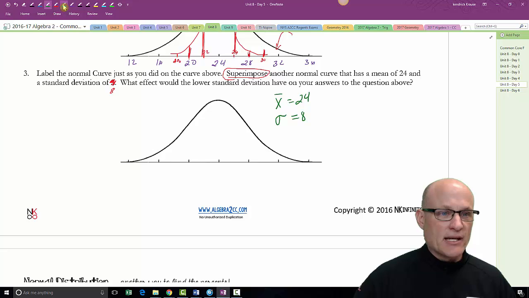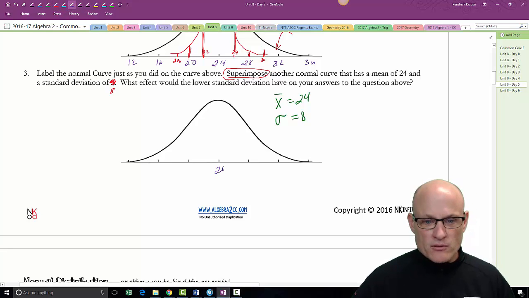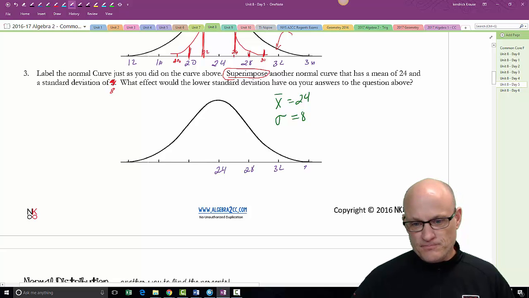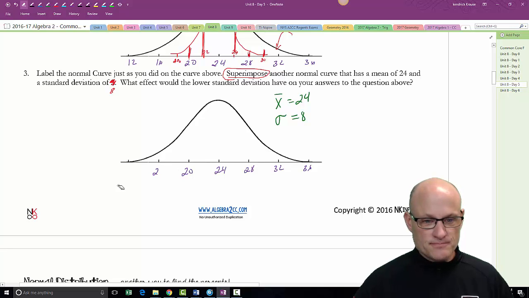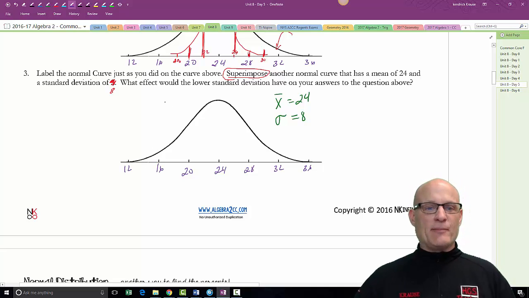Well, before I do that, I'm going to go back to labeling my curve the way I had originally in purple. 24, 28, 32, 36, 20, 16, and 12. So now I'm going to label it in green.